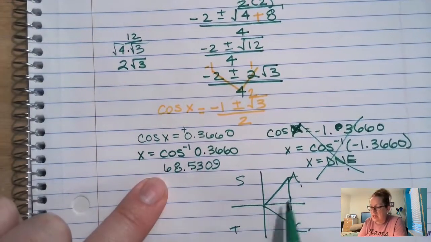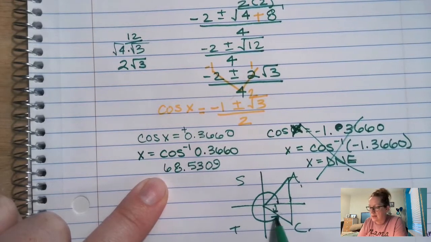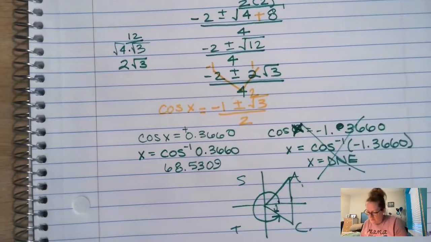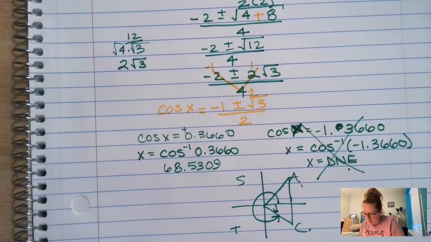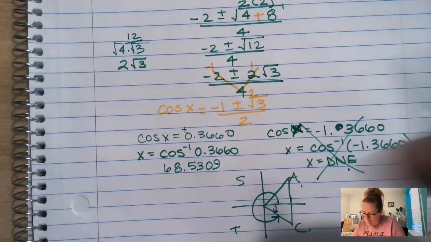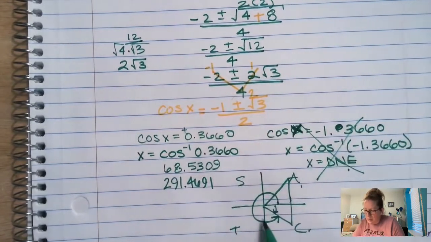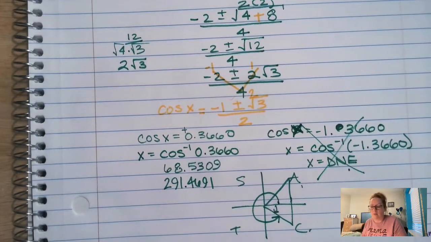Okay, so 68, that's good. That's quadrant 1. And then we need to go all the way to here. So we're going to go 360 less 68.5309. And we get 291.4691, which makes sense. 291 is in quadrant 4, so we're good there.